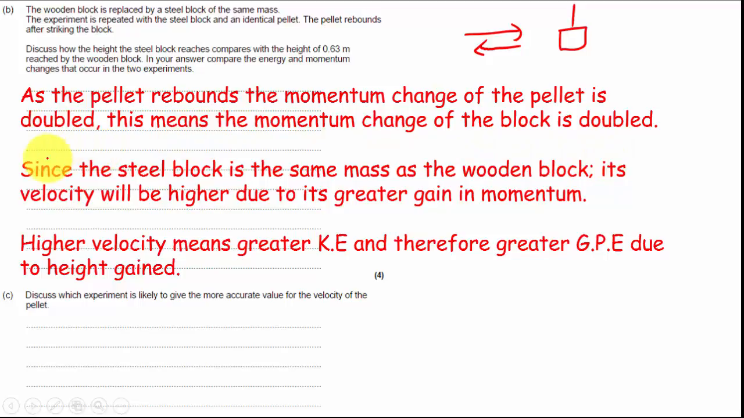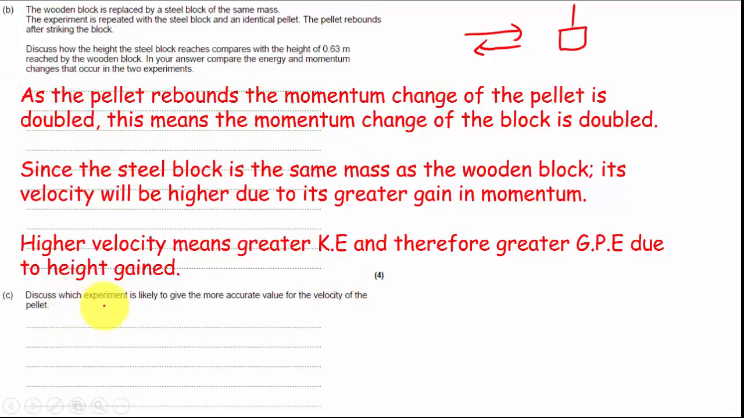Maybe it'd be better to say increased here, really, rather than doubled, but the mark scheme doesn't condone saying doubled. Okay. Right, since the block is the same mass as the wooden block, its velocity will be higher due to its greater gain in momentum. So because the pellet has slowed down by more, or its velocity has changed by more, it's come in at whatever, let's say it came in at 10 meters per second and left at minus 10 meters per second, its change in velocity would be 20 meters per second. So that means that its change in momentum would be larger as well, which means that the change in momentum of this must be larger. So the block must have gained a greater amount of momentum, meaning a higher velocity. High velocity means greater kinetic energy, therefore the GPE gained would be greater, so the height would be greater. Alright, so that's that part.